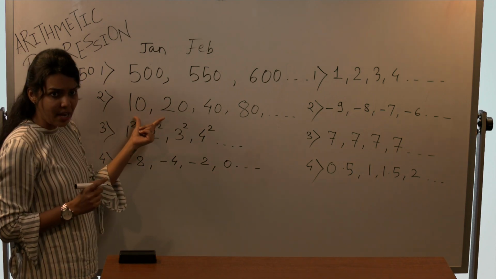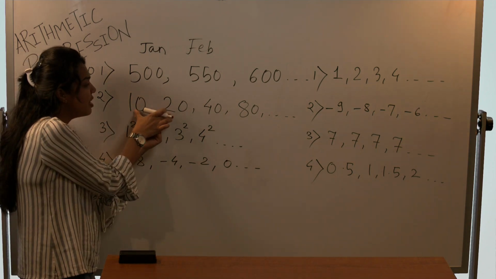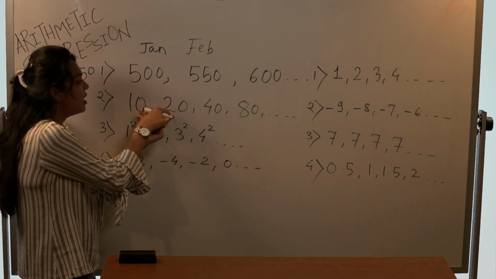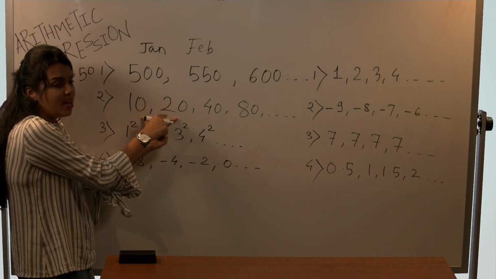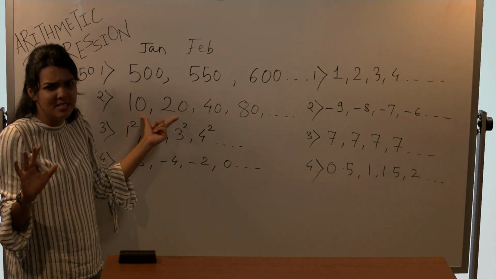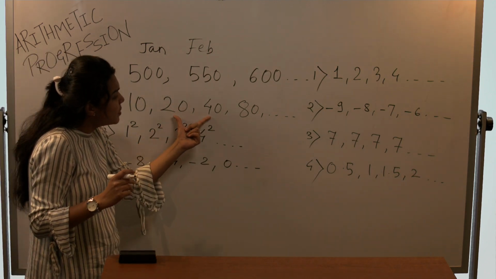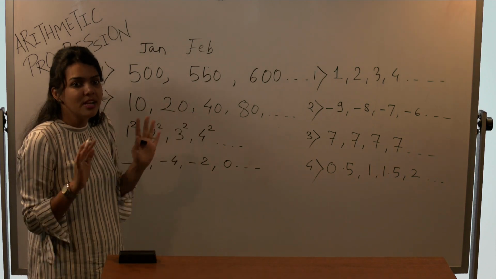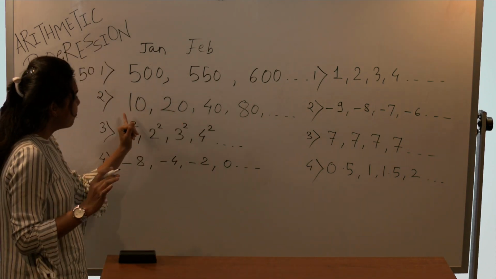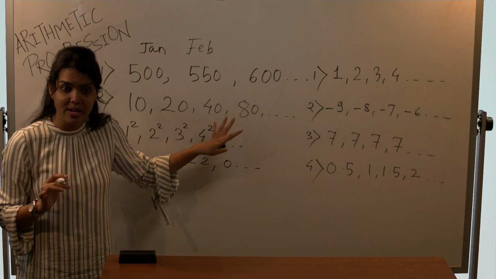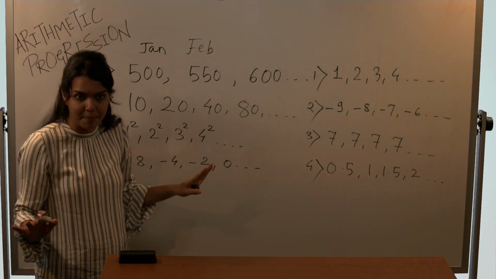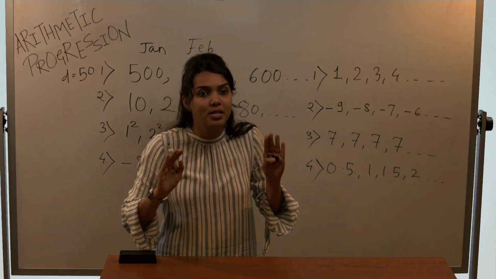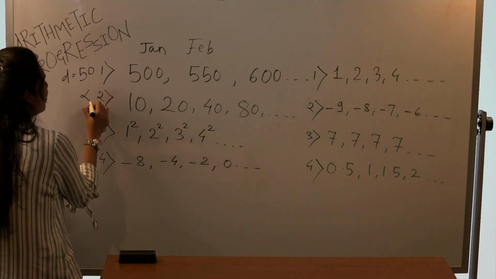Now in the second one, what is the difference between the first two consecutive numbers? The difference between 20 and 10 is just 10. The difference between 40 and 20 is 20. So the difference is not same here. The difference will vary. Remember, it is a sequence, but the difference is not same in the second example. So I will leave this.